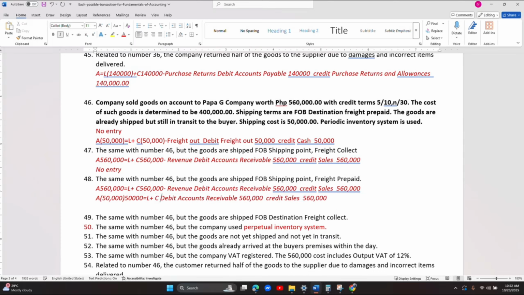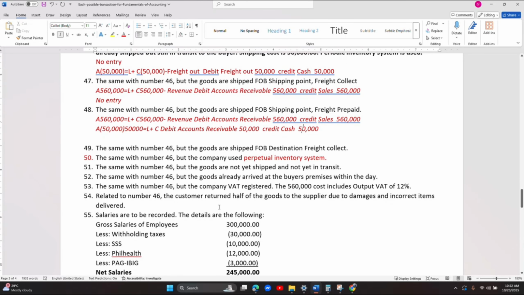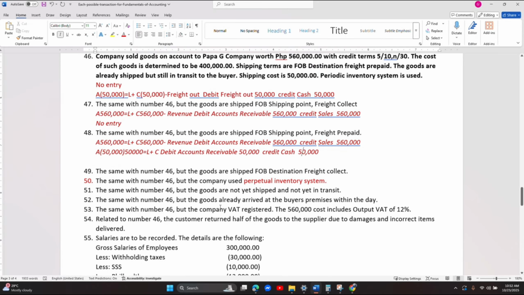Now, how about making an entry? So again, debit accounts receivable 50,000 and then credit cash, because again, you paid for something that is not your obligation. So that's number 48. Now let's go to number 49.